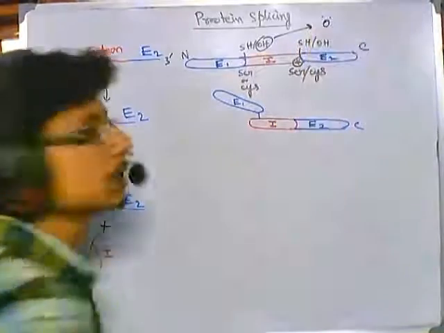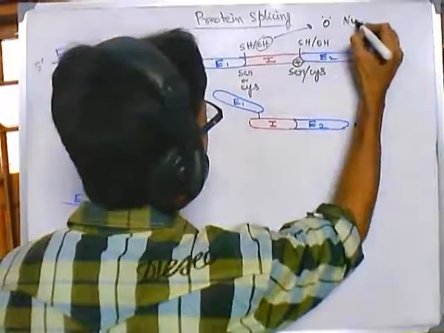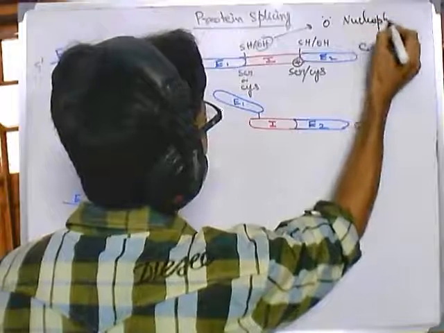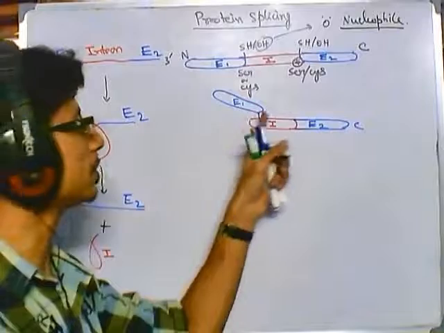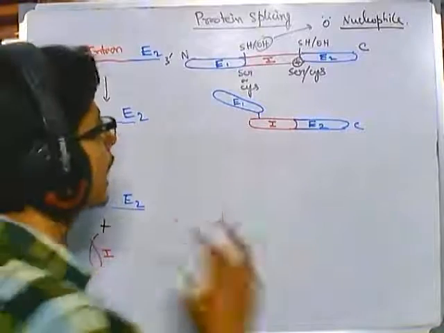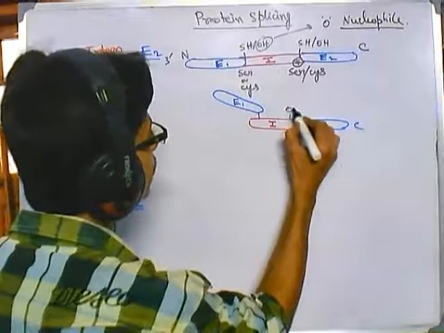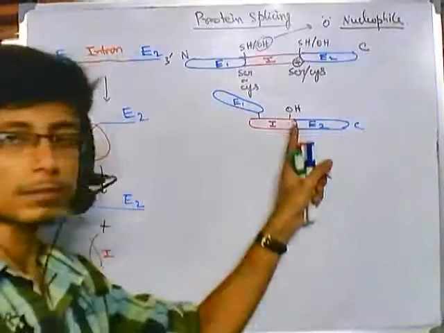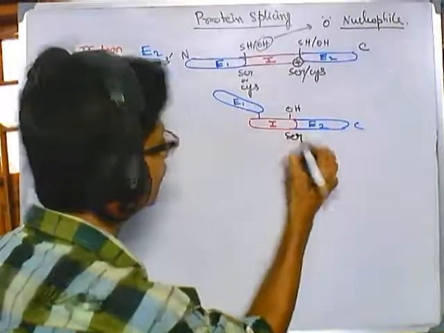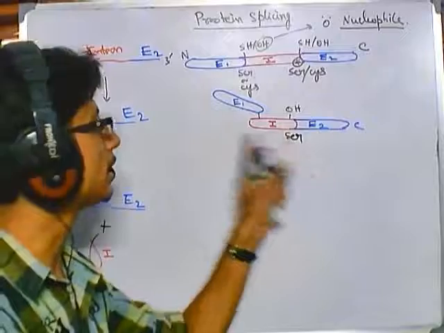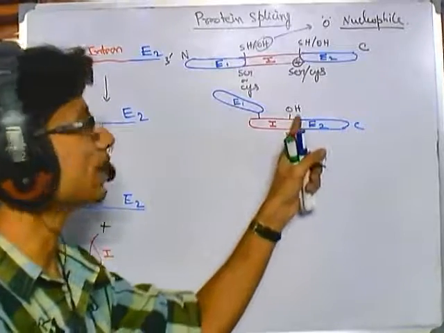So this can act as a nucleophile. This can attack here, so that there is a cleavage and we get this kind of linkage. Now after having this linkage, remember there is also another OH here, because if we have a serine here, for example, let's consider we have a serine in both places, so we have an OH here.